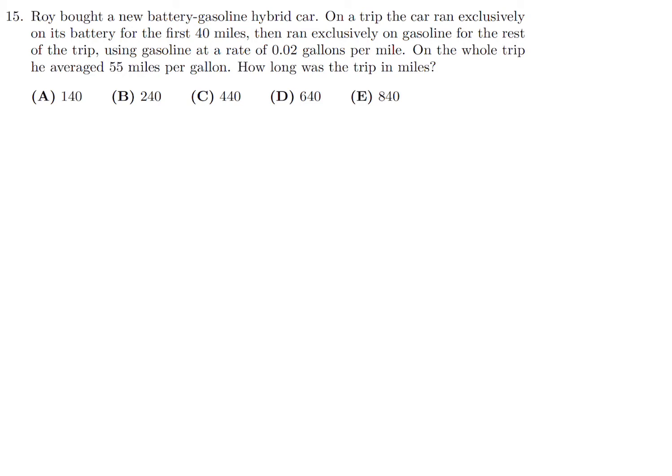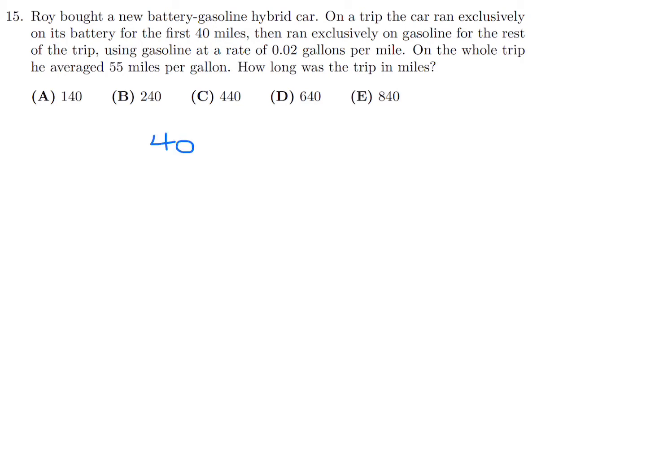On a trip, the car ran exclusively on its battery for the first 40 miles, then ran exclusively on gasoline for the rest of the trip, using gasoline at a rate of 0.02 gallons per mile. On the whole trip, he averaged 55 miles per gallon. How long was the trip in miles?